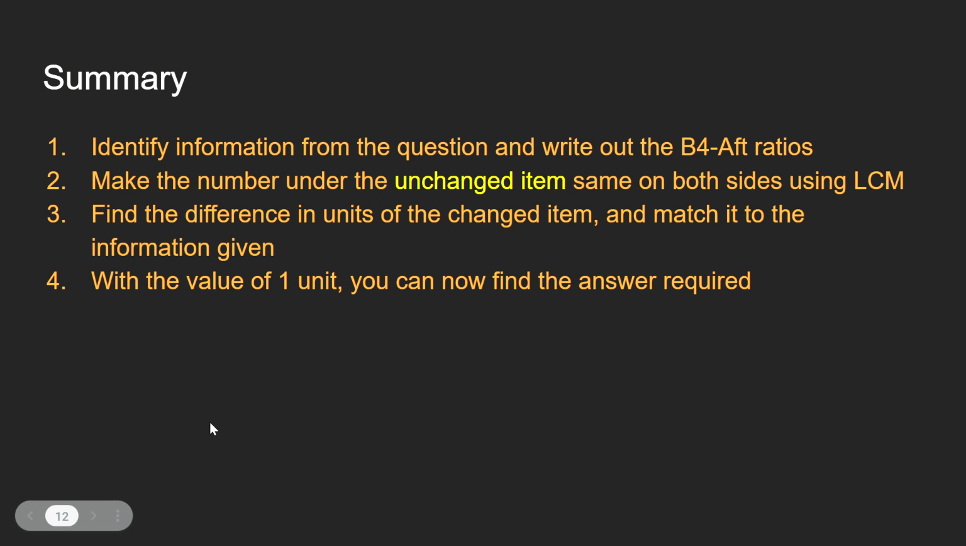So a summary. First we need to identify the question, and make sure that it is a one side remains unchanged question. Then we write out the before and after ratios, and then we make the number under the unchanged item the same on both sides, using the idea of lowest common multiple. Then we can find the difference in units of the changed item and match it to the information given. And then with the value of one unit, we can just find whatever they want.